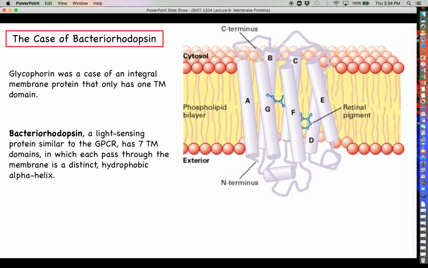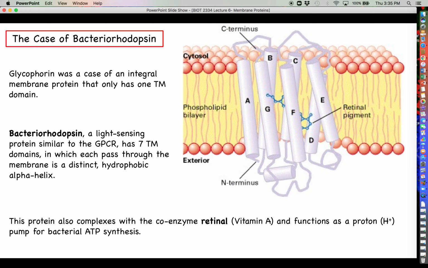Here's one right here. This is called bacteriorhodopsin. This is a light-sensing protein that is very similar to the G-protein coupled receptor family of proteins that we talked about in the previous video, in that it has 7 transmembrane domains, where each transmembrane domain is its own distinct hydrophobic alpha helix, and you can actually see that illustrated here.